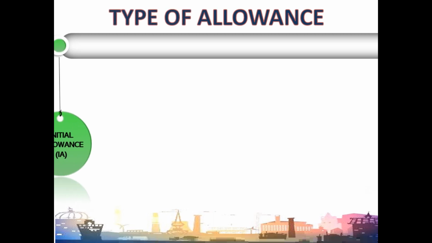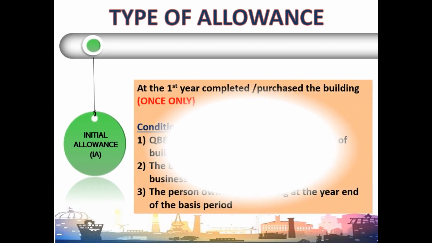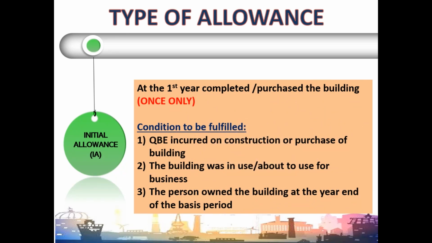So what is initial allowance? Initial allowance, or IA, can be claimed by the company in the first year of the completed building or purchase of the building. The company can only claim it once for a building. Conditions to be fulfilled: number 1, QBE incurred on construction or purchase of the building. Number 2, the building was in use or about to be used for business. Number 3, the person owned the building at the year end of the basis period.